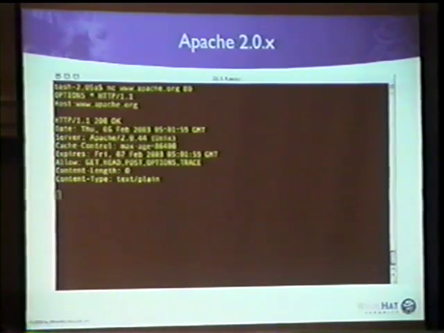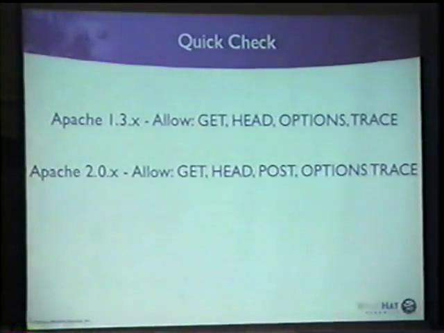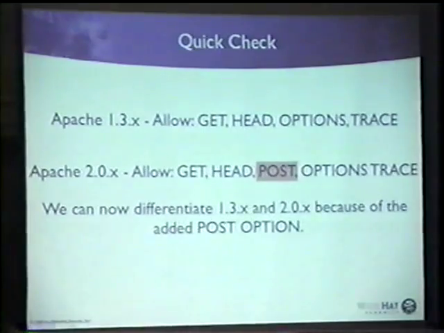When we go to a 2.0 server, we get head, post, options, trace, but you notice there's no spaces between the values. So now you can see the output is actually different. We're able to distinguish between not only Apache 1.3 and 2.0, but also IIS 4 and IIS 5.0, with one request standard on all web servers.